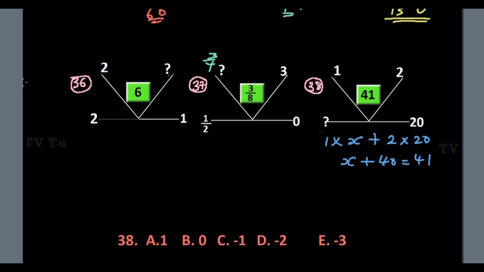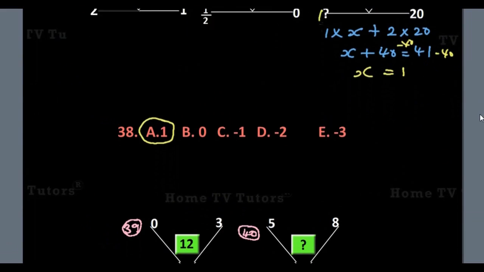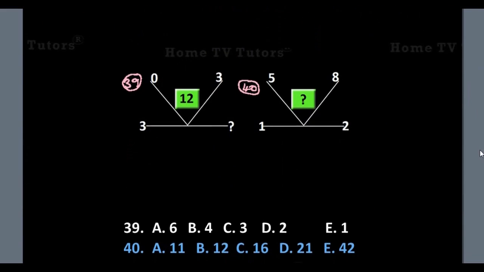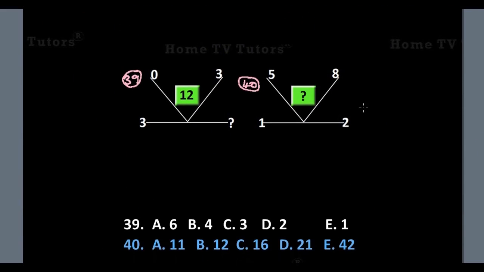Okay, so now we go ahead to minus 40 from both sides. So we have x equals 41 minus 40 on the right hand side, which will give us 1. So the unknown number is 1. So the answer option A is the right answer. So now let's solve for question 39.